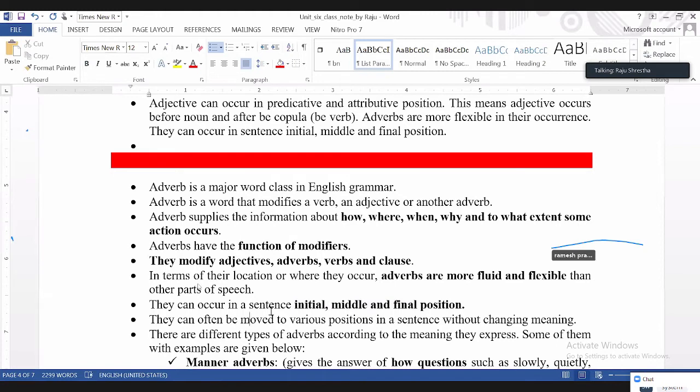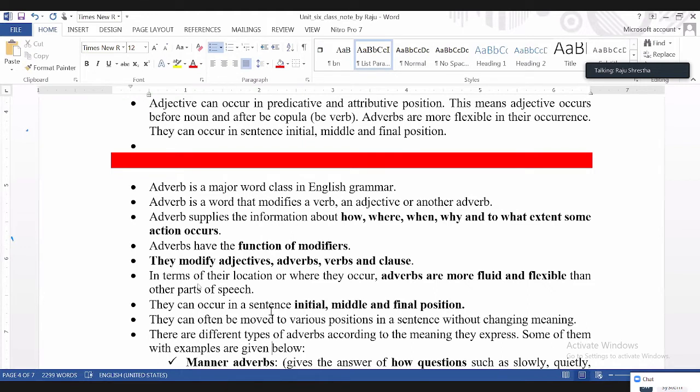So they can often be moved to various positions in a sentence without changing the meaning. Sometimes placing it in front, in the middle, or at the end, it can be used but the meaning won't be changed. The meaning does not change. This kind of flexibility, this kind of use we can see in adverbs.